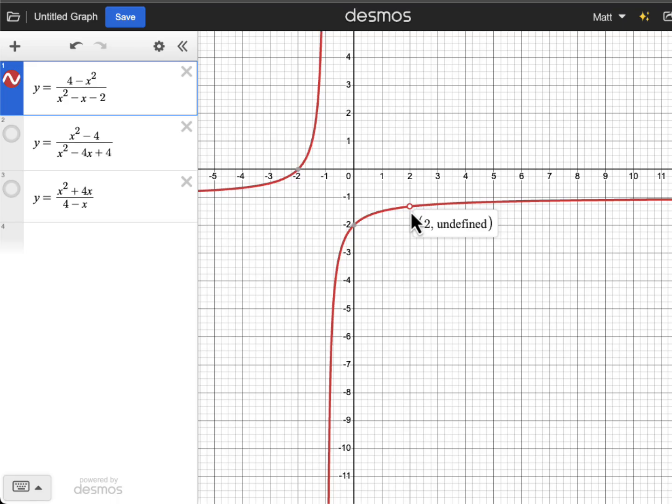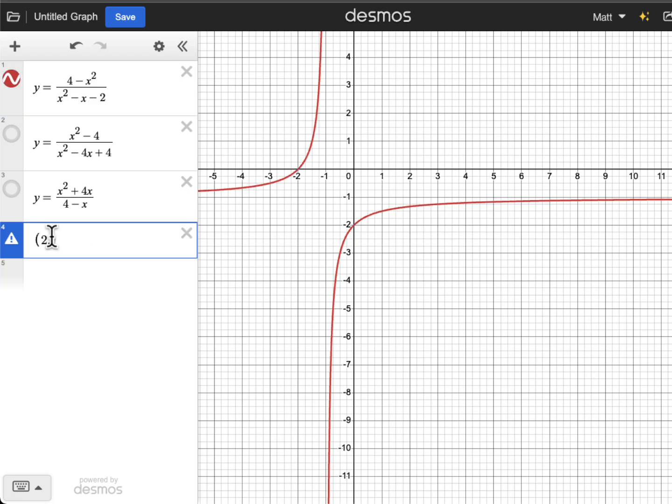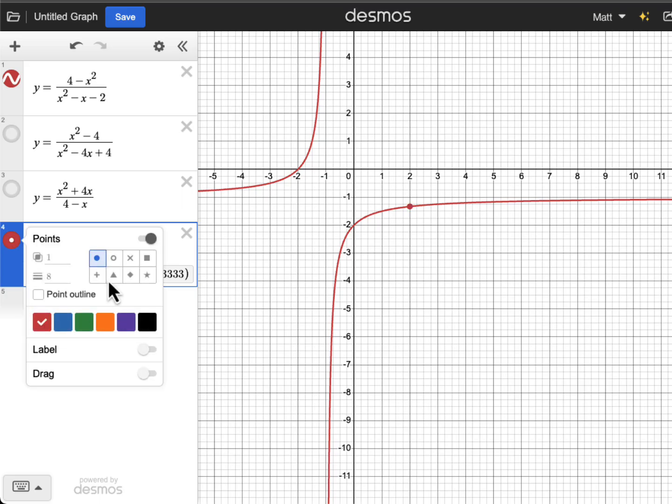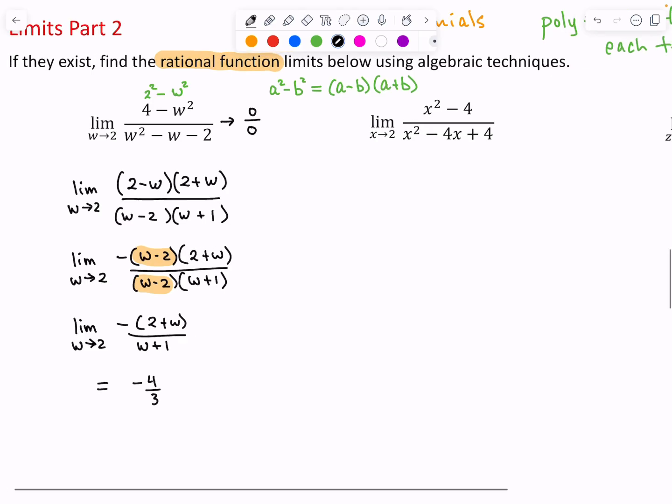If we want to know the y-coordinate of this missing point, that's what the limit tells us, and we know that that limit is -4/3. Let's type in the point (2, -4/3), make it red and make it hollow so that that missing point is permanently visible. All right, the middle case.